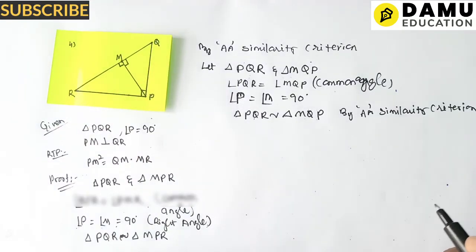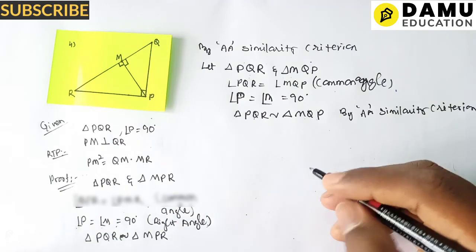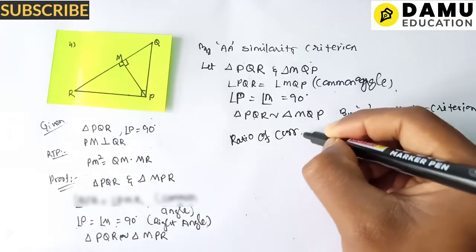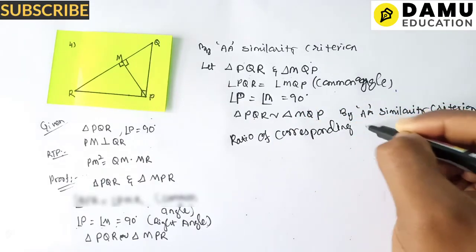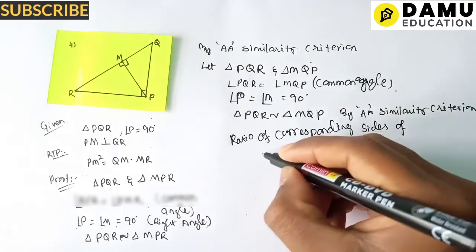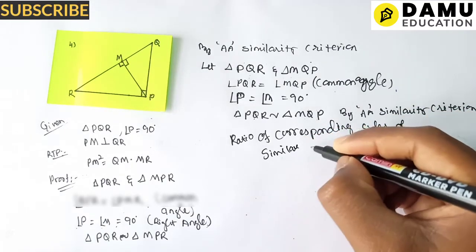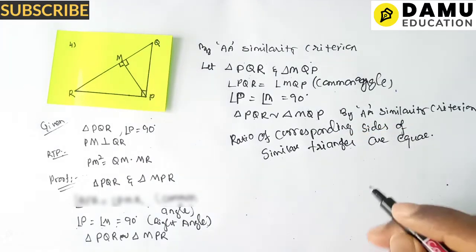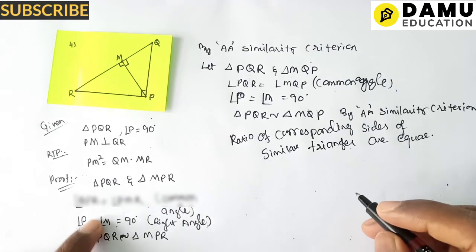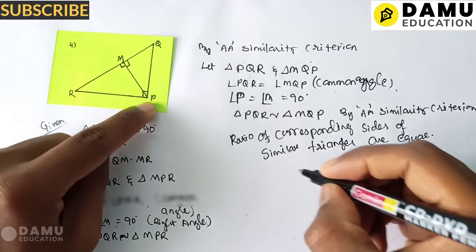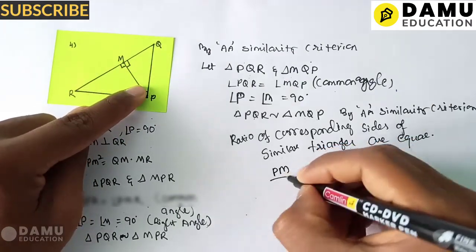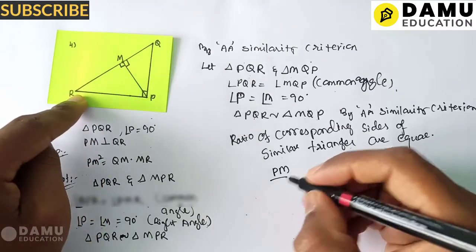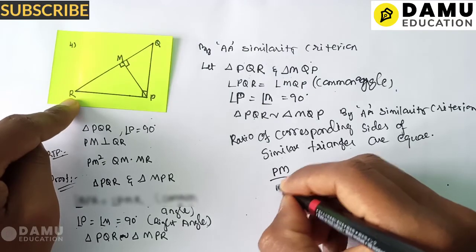So the ratio of corresponding sides of similar triangles are equal. That is the condition. Let's consider these two triangles. What you can take here is PM by MR, PM by MR. Here we have taken the height to the base.